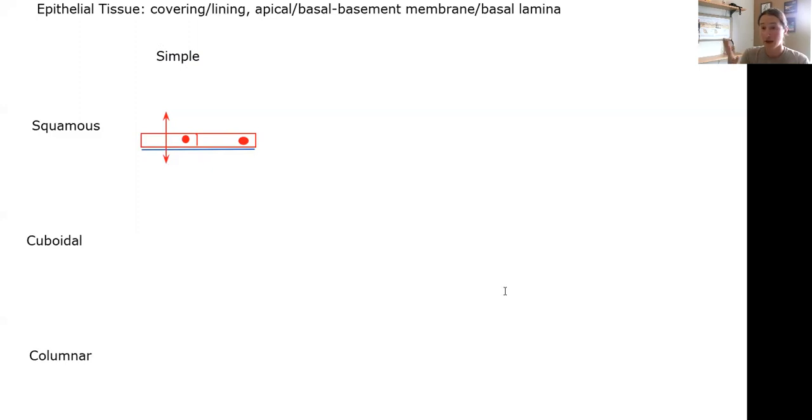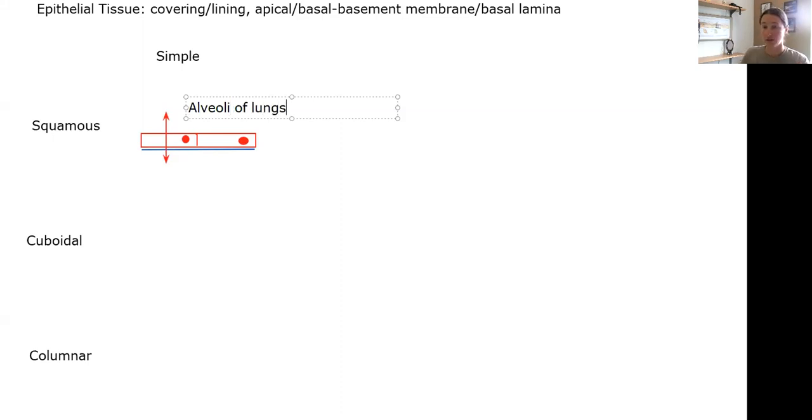That is a completely accurate term, but just to be consistent, I would like 4 words: simple squamous epithelial tissue. Okay. All right, so this simple squamous epithelial tissue is found in places that want very rapid diffusion. So for example, the alveoli of the lungs.